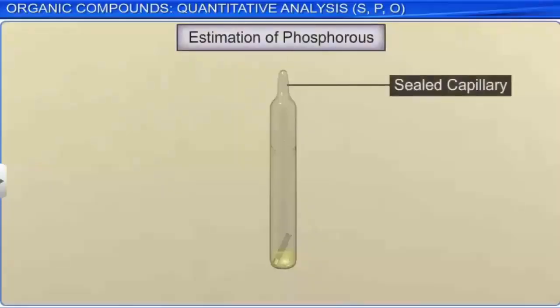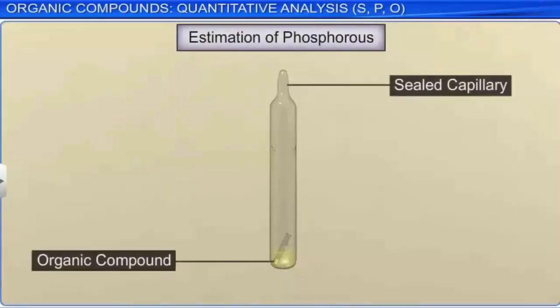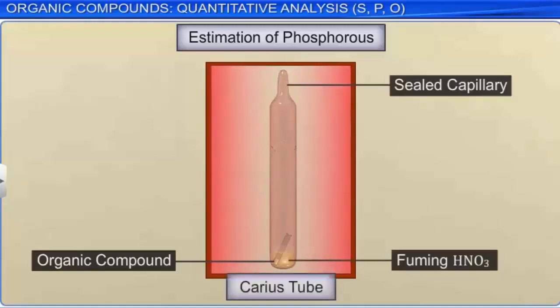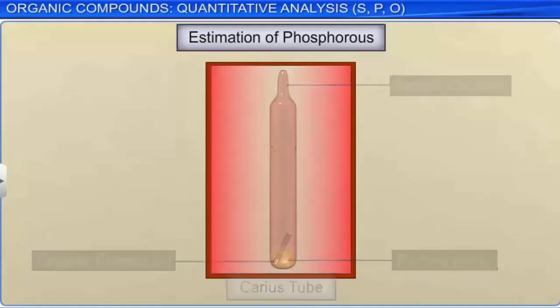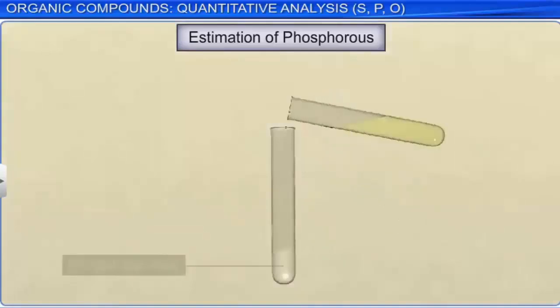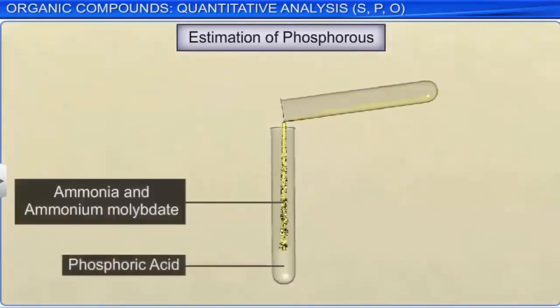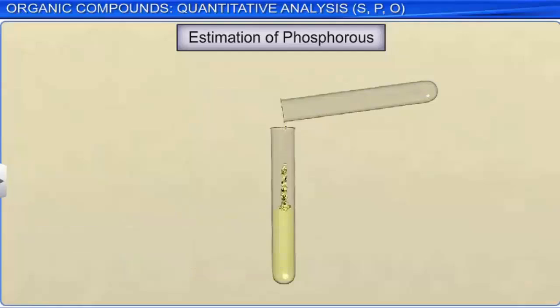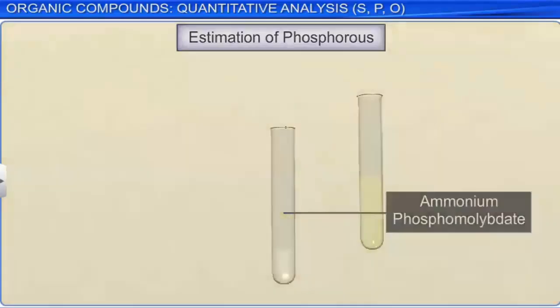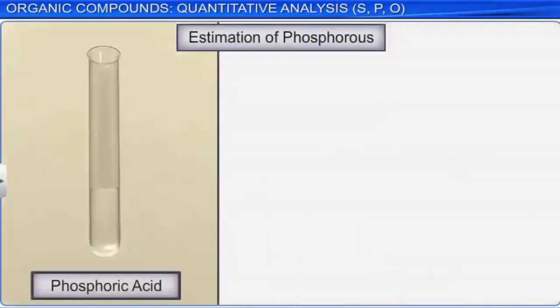The quantitative analysis of phosphorus in the given organic compound is done by heating a known mass of organic compound with fuming nitric acid in a Carius tube. As a result, phosphorus is oxidized to phosphoric acid. When this phosphoric acid is treated with ammonia and ammonium molybdate, a precipitate of ammonium phosphomolybdate is formed. Sometimes, phosphoric acid is precipitated by adding magnesium mixture.